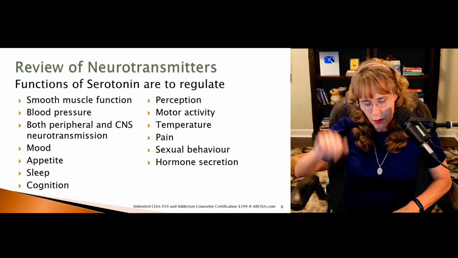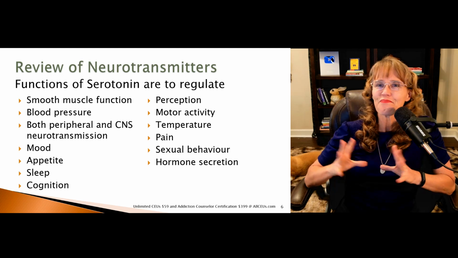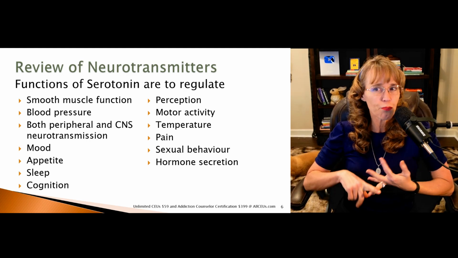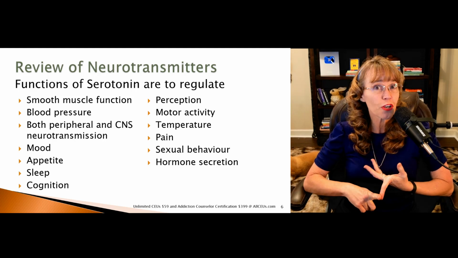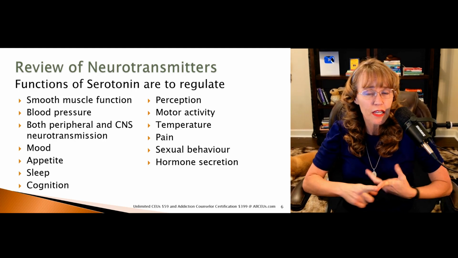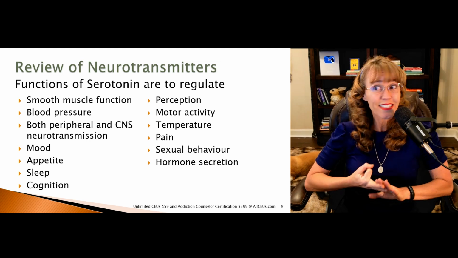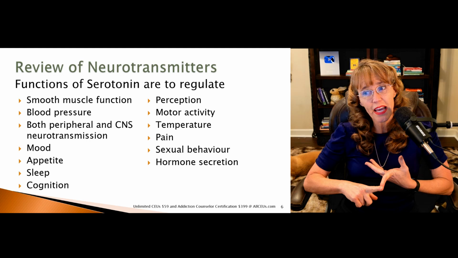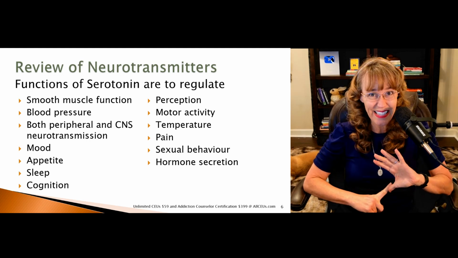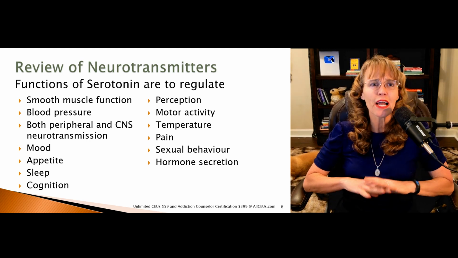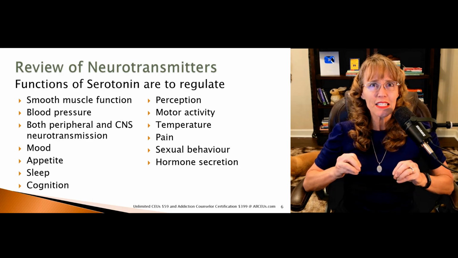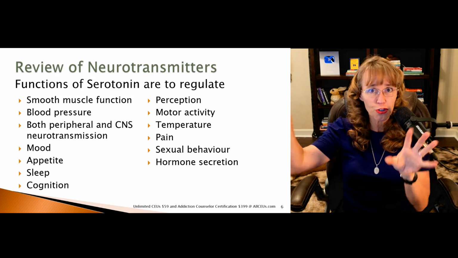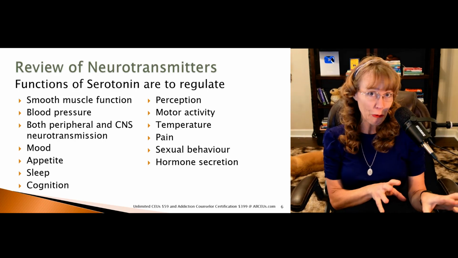Now, well, I won't get into that. That's for a different presentation. The functions of serotonin are to regulate smooth muscle function, your blood pressure, your peripheral and central nervous system neurotransmission, mood, appetite, sleep, cognition, perception, motor activity, temperature, pain, sexual behavior, and hormone secretion. Serotonin doesn't do that all by itself, but it is important, again, to just recognize if we're monkeying with any of the other neurotransmitters, we're going to be monkeying with serotonin.